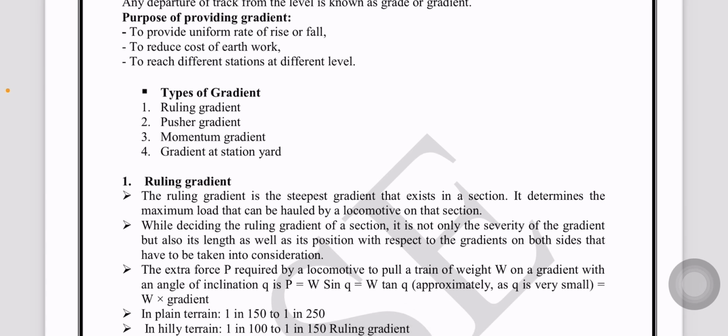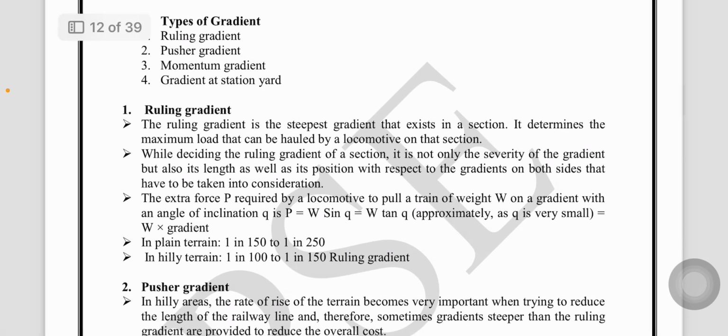There are four types of gradient: ruling gradient, pusher gradient, momentum gradient, and gradient at station yard. First one is the ruling gradient. The ruling gradient is the steepest gradient that exists in a section. It determines the maximum load that can be held by a locomotive on that section.